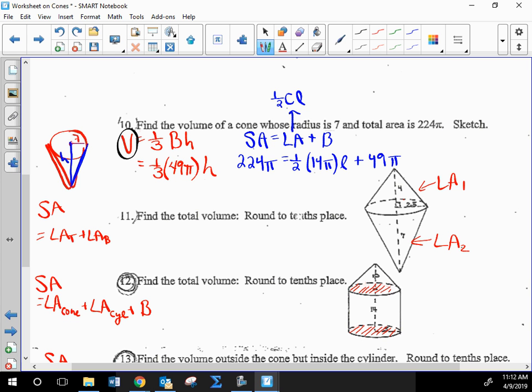Number 11. Volume. So I said my volume, but I don't know my height. So I stopped and said, okay, what else do I have? They also give my surface area. So that's why I went to our surface area. They gave us that, we just plugged it in. Area of base, it's a circle. Lateral area, that's a form of area. Where's the pi? Pi's still alive.